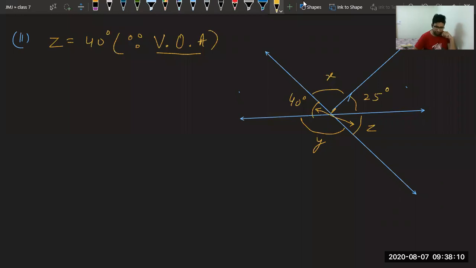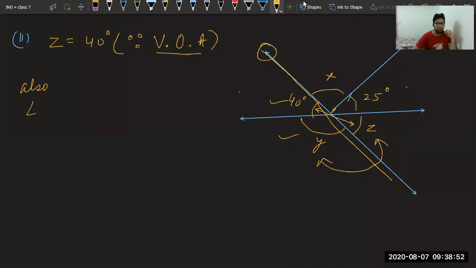Now, after z, what should we find? Is there any angle which is easy for us? I guess we can find y easily because we can see this is a straight line, and y and 40 are linear pairs of angles. We can say y and 40 are forming linear pairs, or you can take y and z also. They are also forming a linear pair. You are free to take any one of them. Okay. So I am taking y plus z, suppose.